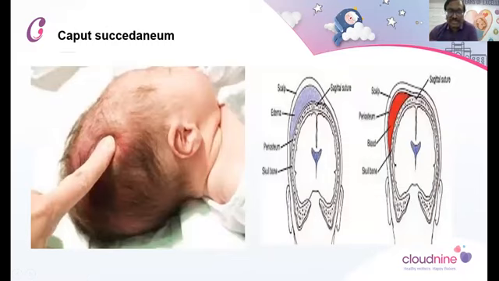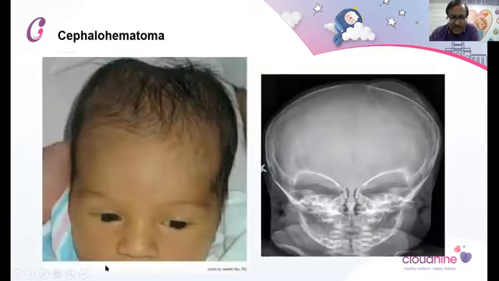Let's see a few birth injuries that we commonly come across. So the most common is the caput succedaneum, which is a collection of fluid in the subcutaneous tissue, as you know, which is a boggy swelling, which pits on palpation and which crosses the suture line. Next one is the cephalhematoma, which is subperiosteal in plane, so it does not cross the suture line.